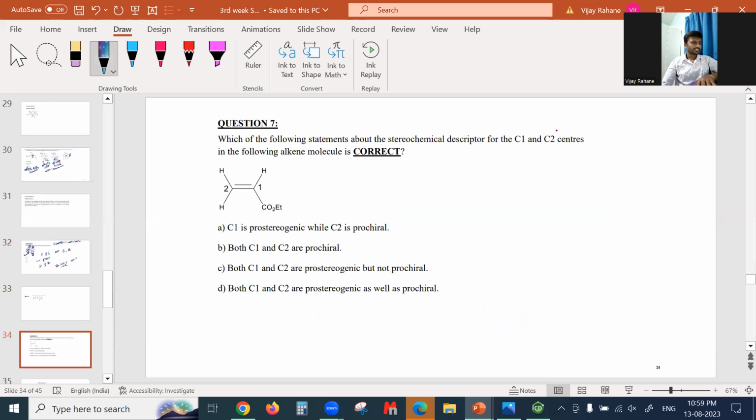The next question is the same, it has hydrogen. Which of the following statements about the stereochemical description for the C1 and C2 centers is correct? They have given the C1 and C2 centers, and we just need to understand and give the correct option. C1 is pro-stereogenic, while C2 is prochiral. Pro-stereogenic and prochiral. So what is the definition of pro-stereogenic?